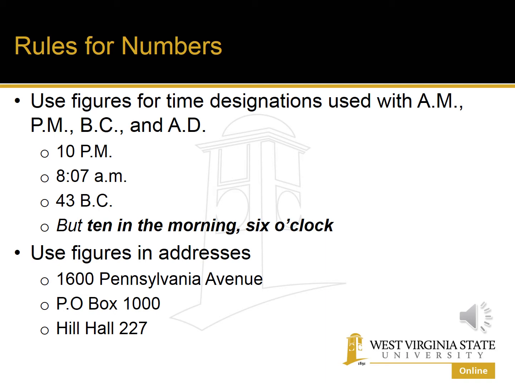Another rule is that we should use figures in addresses. 1600 Pennsylvania Avenue, we wouldn't write out 1600. Or post office box 1000, we wouldn't write out 1000 even though it's two words. We would use the figure. Or say an office or building number, Hill Hall 227, we wouldn't write out 227, we'd write out the figures 227.